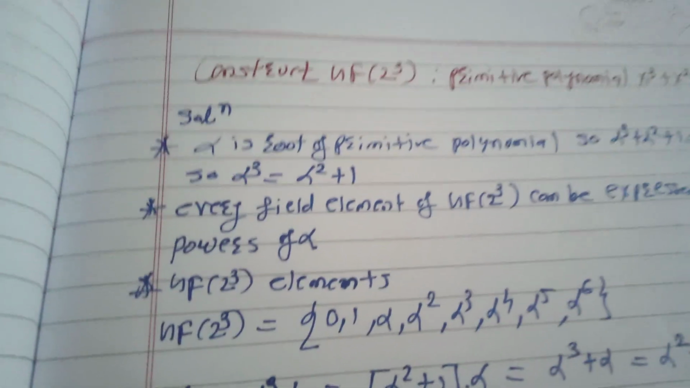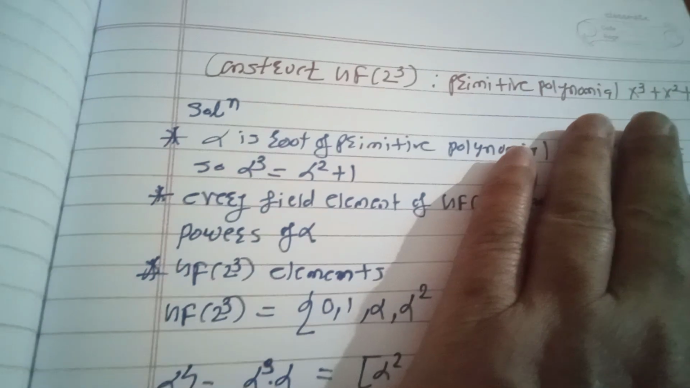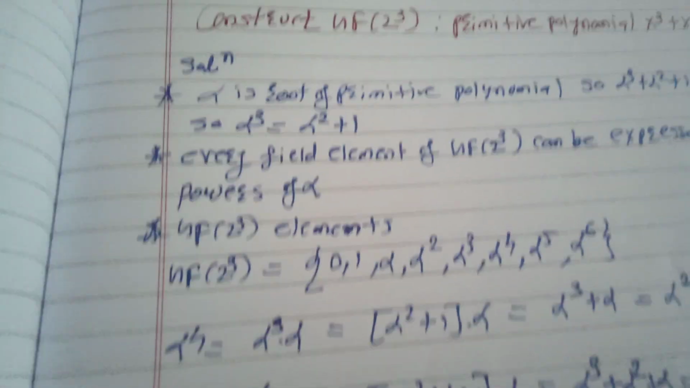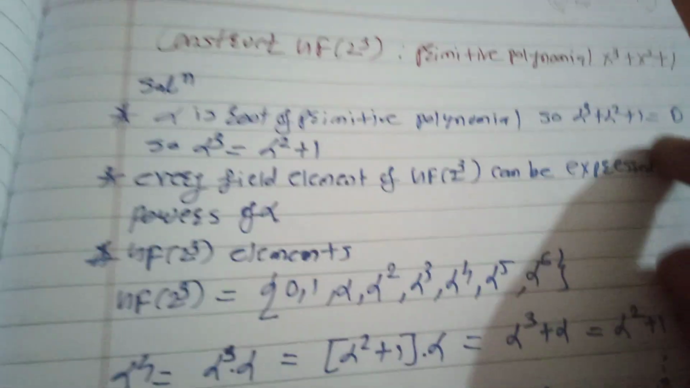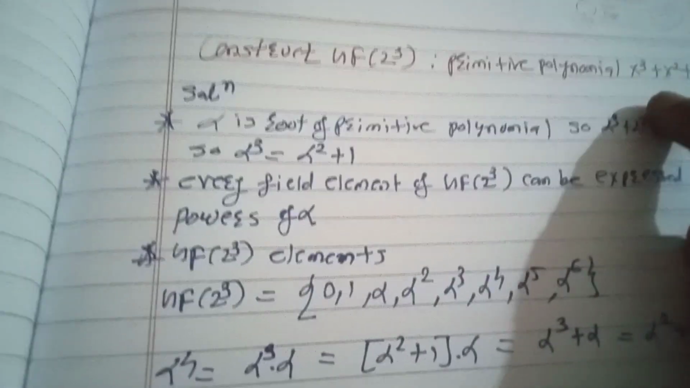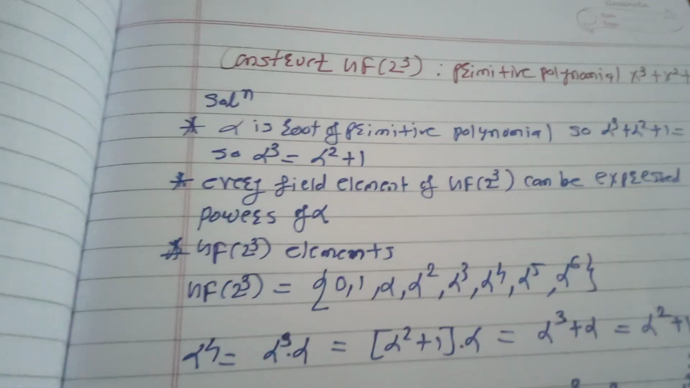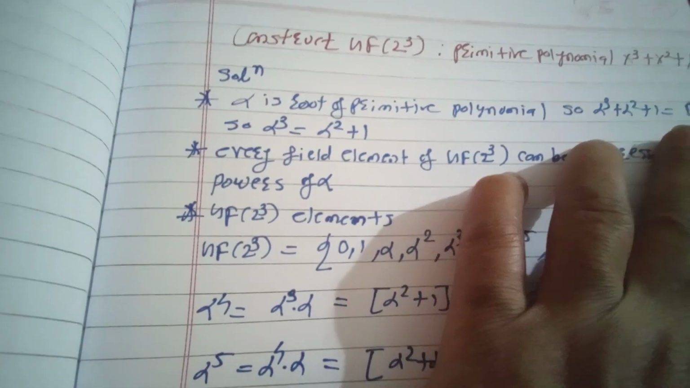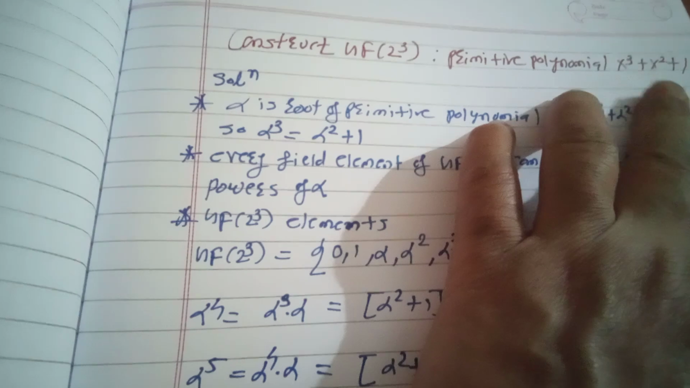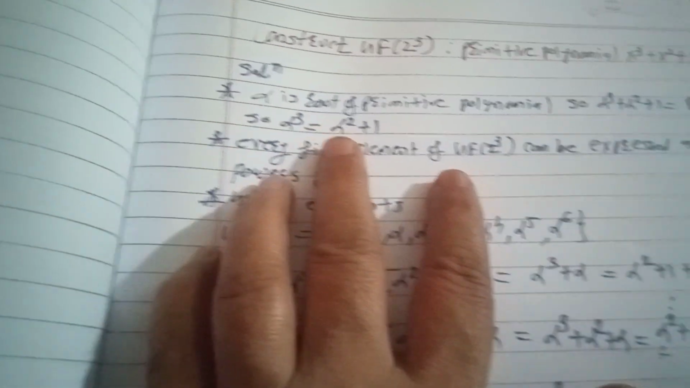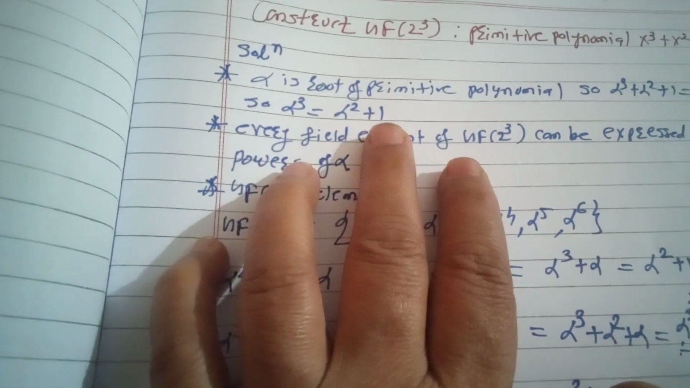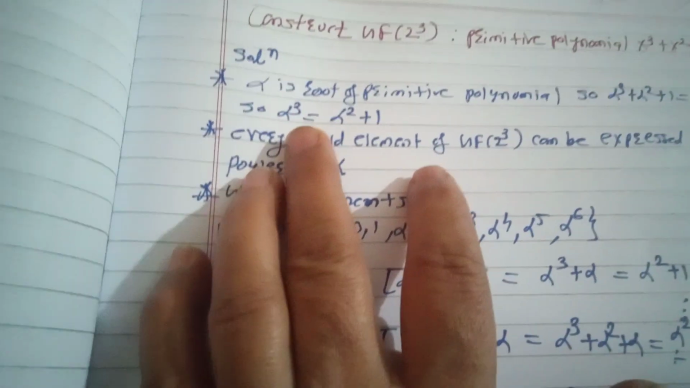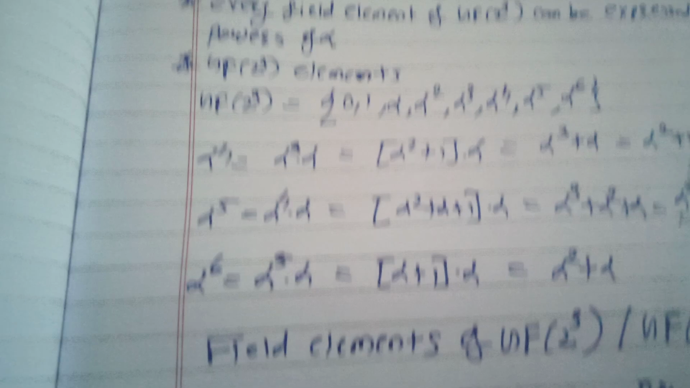The root of this primitive polynomial x cube plus x square plus 1 is alpha. So, first we will put that alpha in x cube plus x square plus 1. So that will be alpha cube plus alpha square plus 1, which is equal to 0 because alpha is the root of this primitive polynomial. So alpha cube is equal to minus alpha square minus 1, but minus is equal to plus for Galois field 2. So alpha cube is equal to alpha square plus 1.